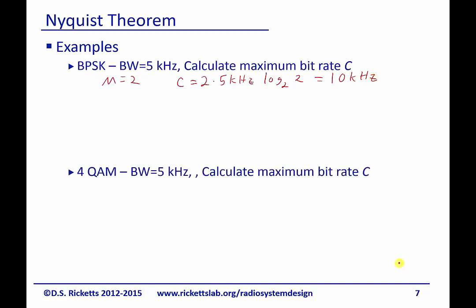All right, now let's look at a different example of 4 QAM, same bandwidth. Well, M now equals 4, and so C equals 2 times 5 kilohertz times log 2 of 4. We know this is equal to 2, and so this is just going to be 20 kilohertz. Okay, pretty simple.